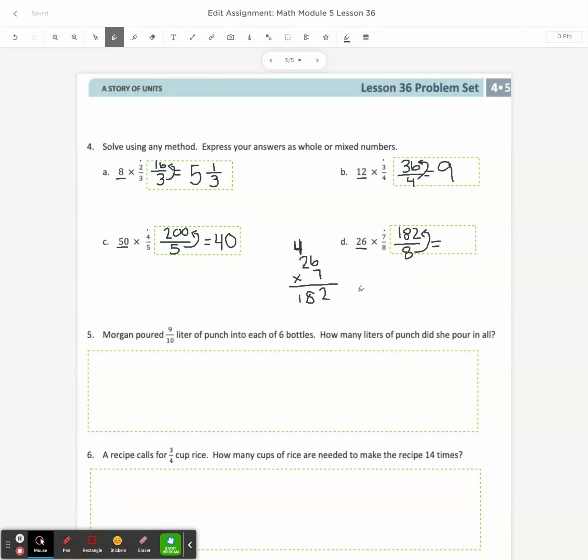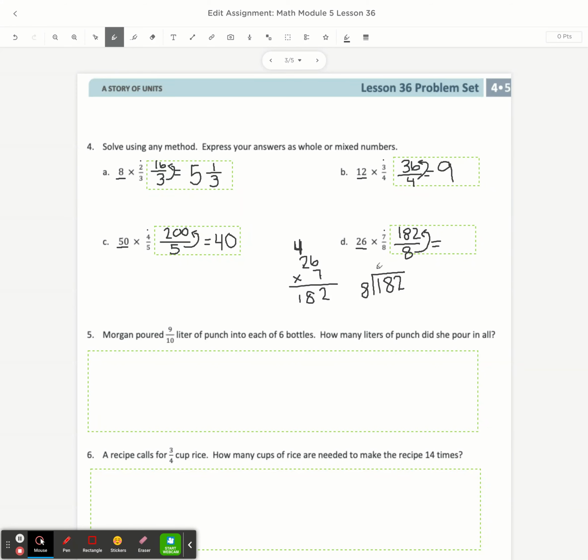Well, I'm not very good at skip counting by 8s, and I feel like this would take a really long time, so I'm going to go ahead and divide 182 by 8, because that's all we're doing when we see how many times our denominator can go into our numerator. So I'm going to go ahead and write it out for long division.